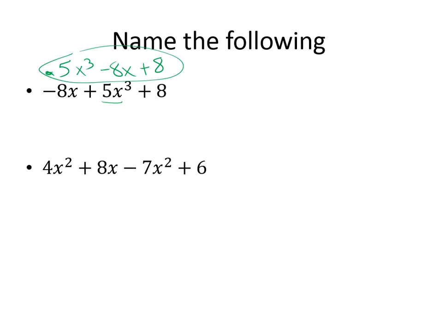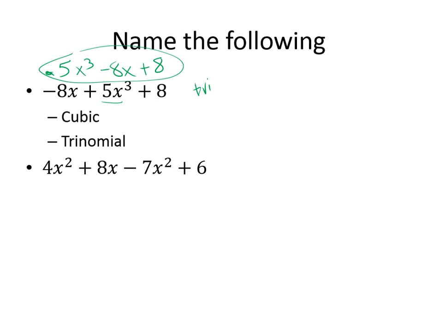Now, if we were to name it by the number of terms, since there's 3 terms, we would call this a trinomial. And since it's a cubic, or since the degree is 3, we would say it's a cubic. So this would be a cubic trinomial. Okay, 3 terms, the highest degree is 3.